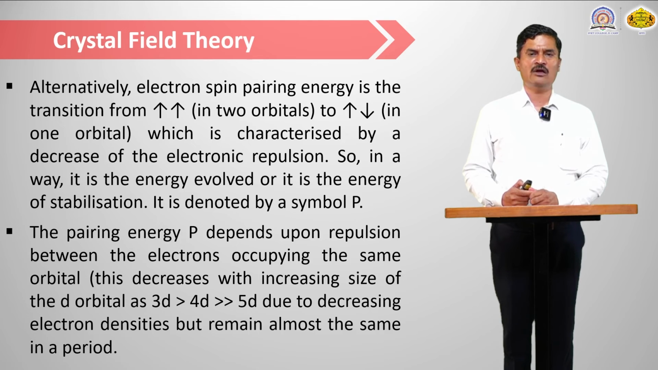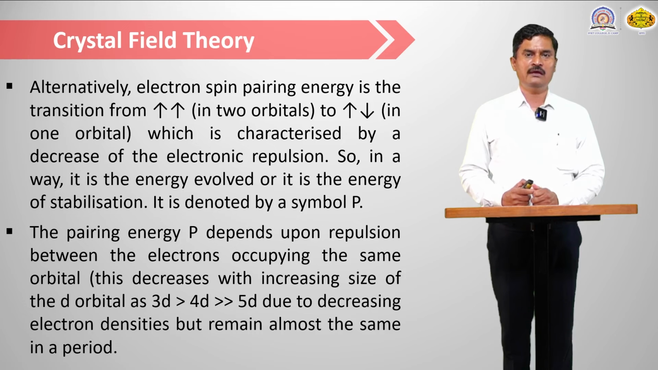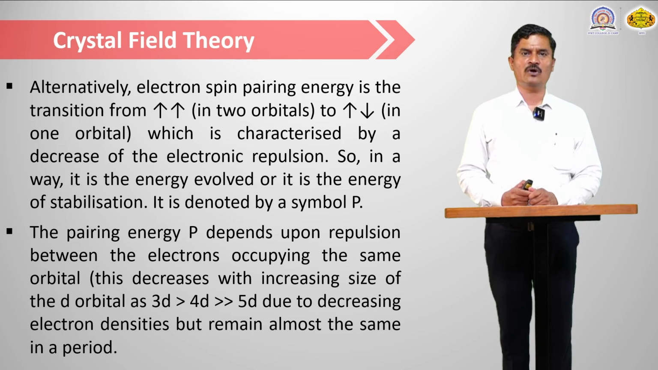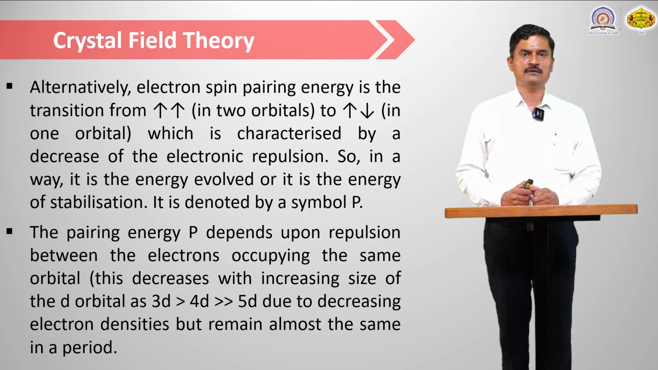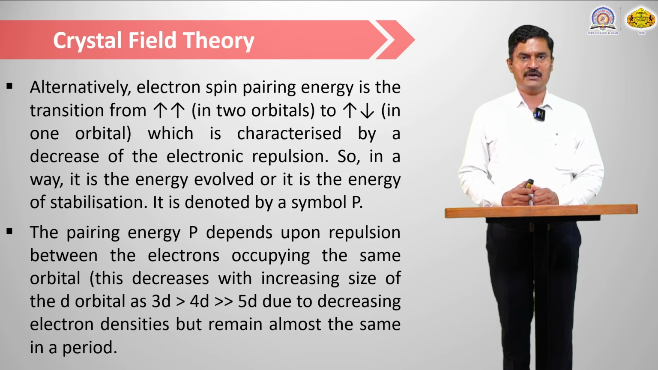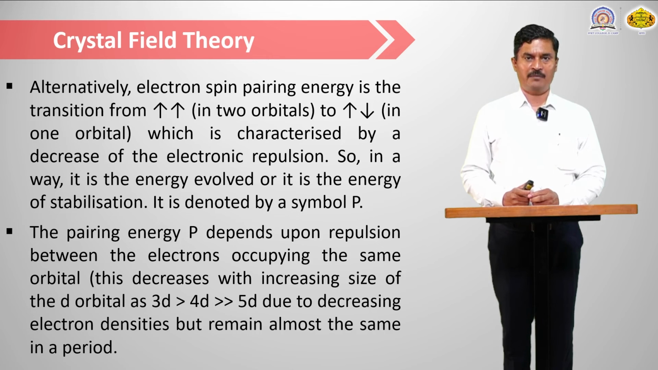The pairing energy remains almost the same in the period. It means the splitting of the d orbitals depends not only upon the ligand field, but also upon the central metal atom present, whether 3d, 4d or 5d. We know the splitting is more in 5d orbitals. That's why even a weak ligand field may form a square planar complex in the case of a 5d central metal ion. The 3d series means the central metal atom belongs to the 3d transition series, scandium to zinc.